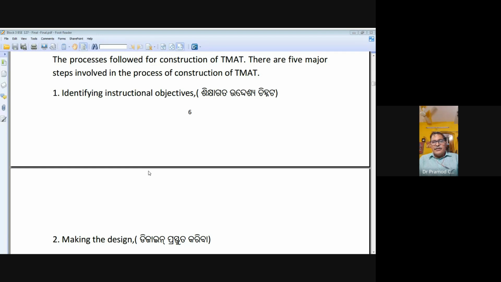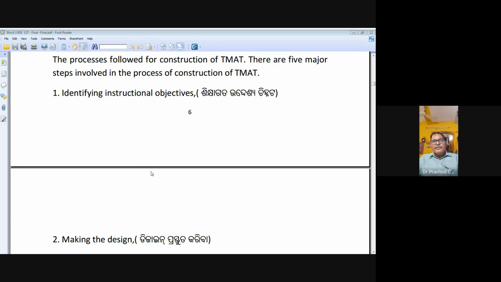It is considered that there is the taxonomy of educational objectives, the classification of educational objectives: cognitive, affective, and psychomotor. Cognitive means the knowledge, what knowledge he has received. How far he can understand that knowledge, that is understanding. Then skill: how he is applying that knowledge in his day to day life to solve problems, how the content knowledge is helping the learner to apply in different fields.